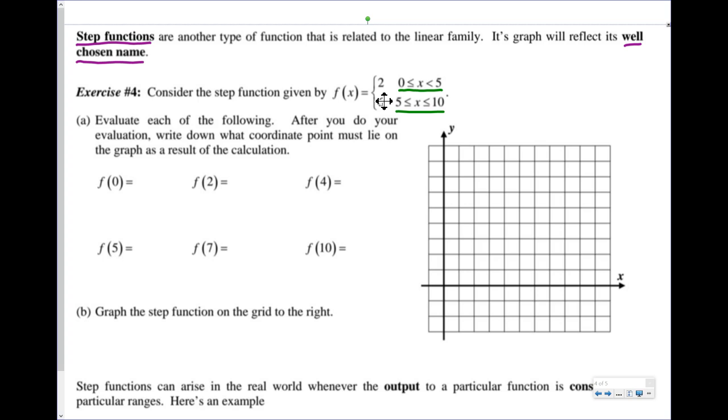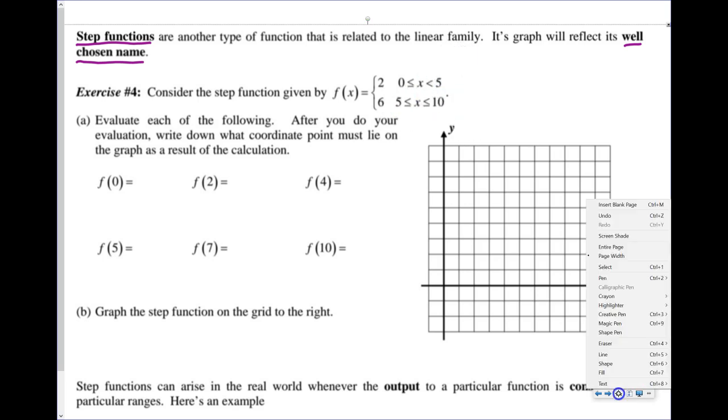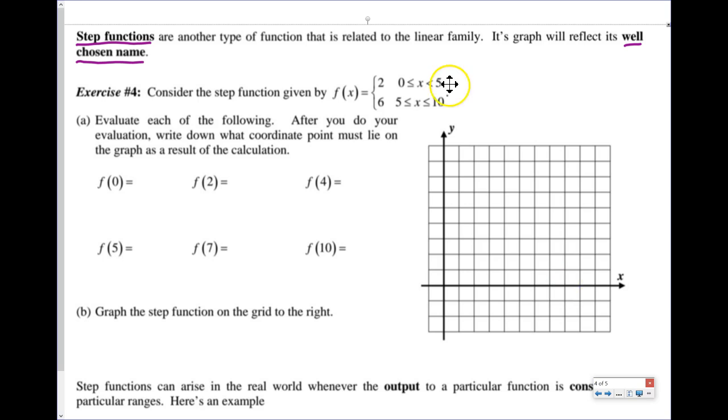Let's first of all do letter A, where it says evaluate each of the following. After you do your evaluation, write down the coordinate point that must lie on the graph as a result of the calculation. Let's do this really quickly here. f of 0. The first thing I'm going to do is see where 0 fits. Does it go into the top one or the bottom one? Let's change these colors around. I'm going to make the first interval purple, and the second one blue.